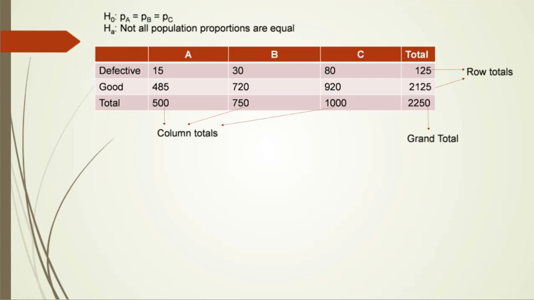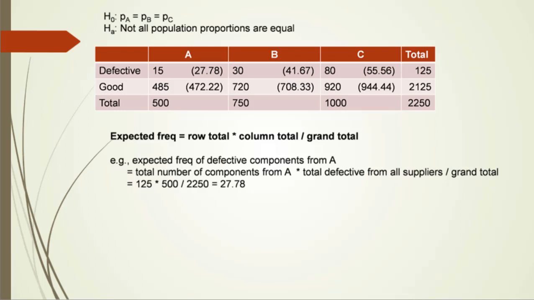To find the expected frequency for each of the cells in the table, we need to find the row totals, column totals, and grand total first. The expected frequency for each cell is the corresponding row total times corresponding column total divided by the grand total. For example, the first cell, the number of defective components from A, is the total number of components from A, multiplied by the total defective components from all suppliers, divided by the grand total. And that would give us 27.78.